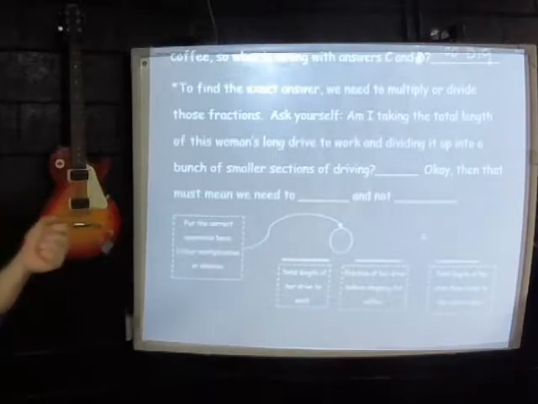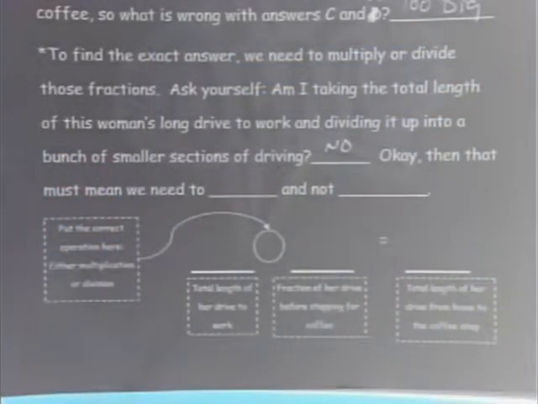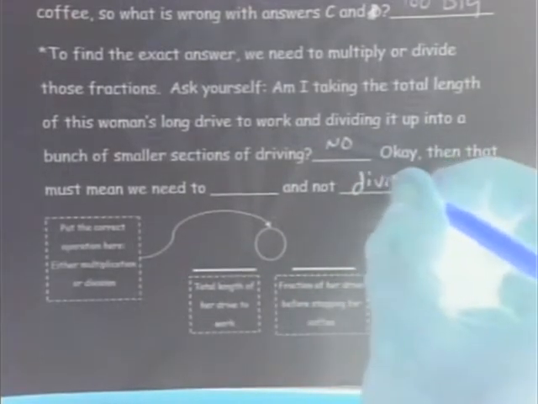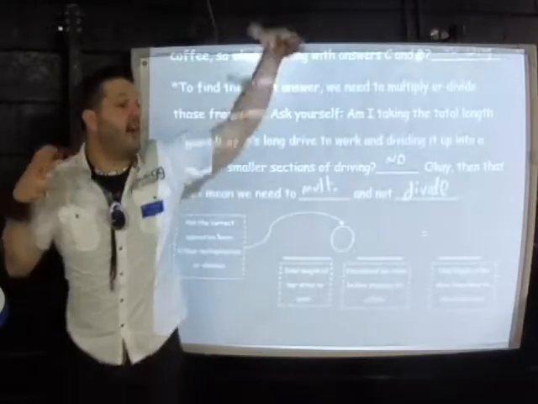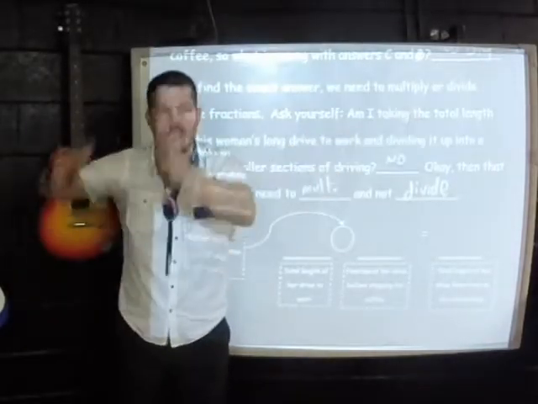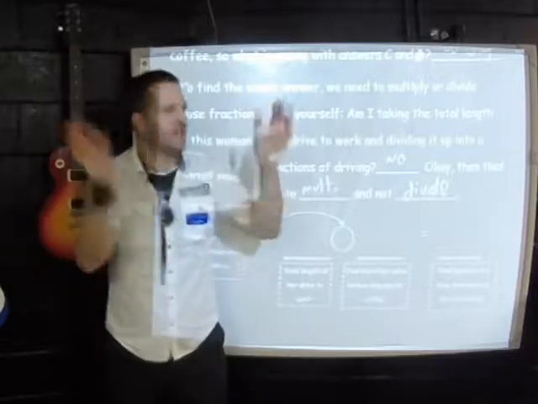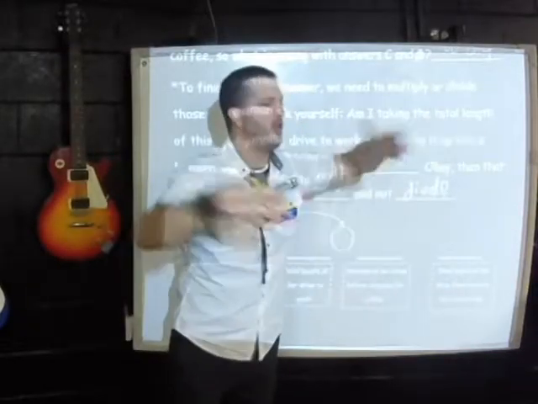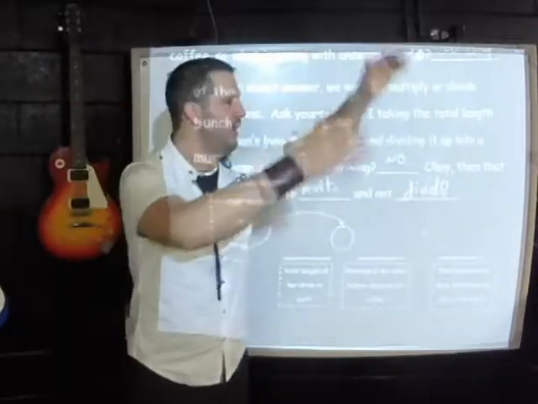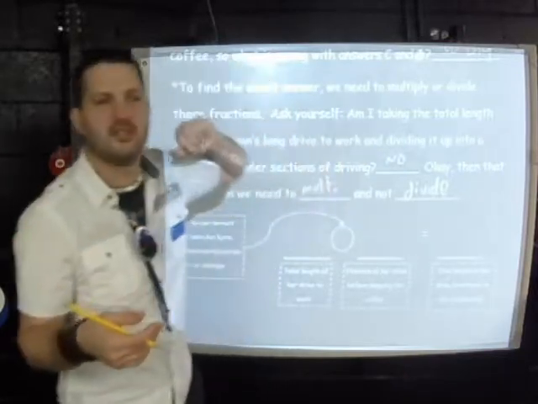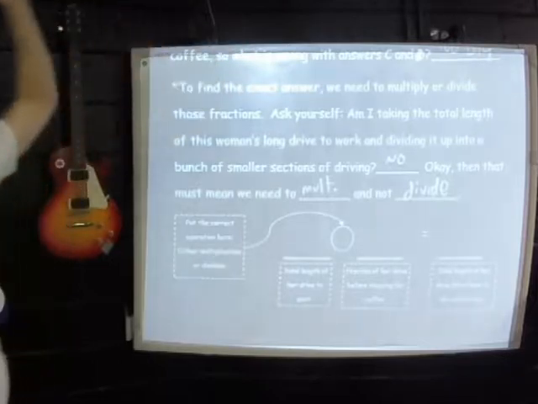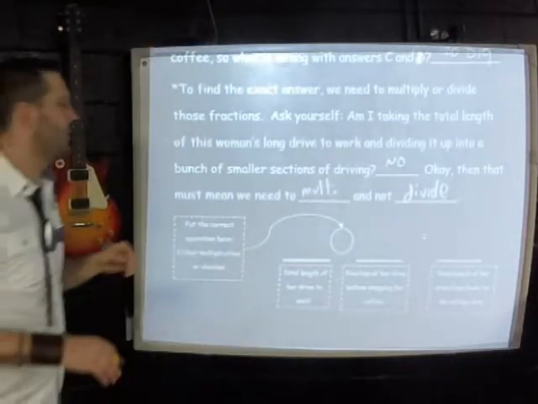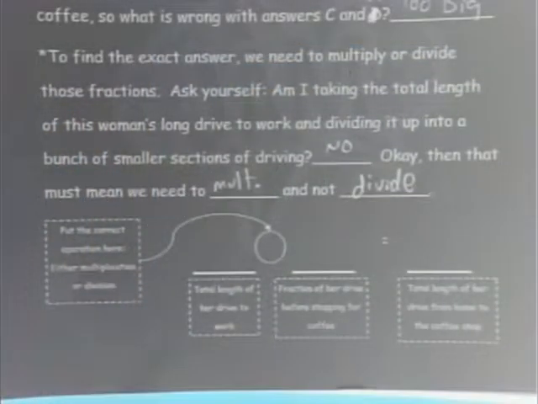No. So then I probably shouldn't use what? Division. Should not use division. Told you. So do not divide. We need to multiply. I'm not saying she's going to stop every 3 miles. That would be equal sections. If on her drive she had to stop every 3 miles because there were stoplights or police checkpoints or something, that would be equal. But this is just saying she's stopping 3/8 of the way on her trip. And then where does she stop for coffee?